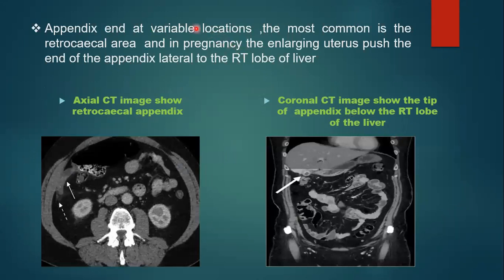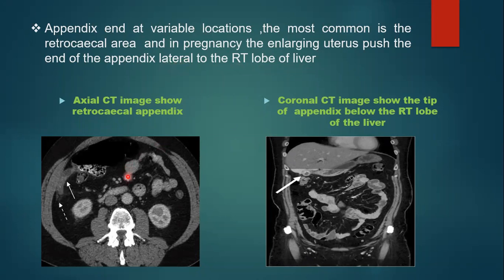Appendix. It has variable location. Retrocecal area is the most common, and in a pregnancy, the enlarging uterus pushes the end of the appendix lateral to the right lobe of the liver.